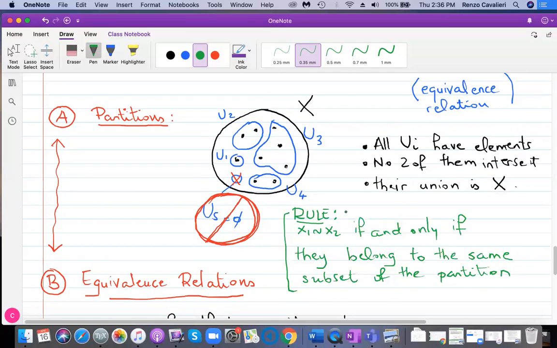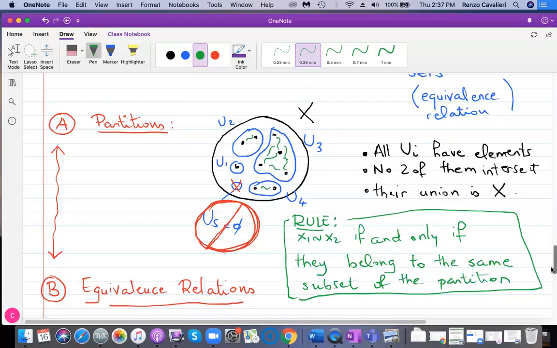Right? So having broken up X into these four subsets, U1, U2, U3, and U4, gives me a rule, a candidate for an equivalence relation. In this rule, for example, this element is equivalent to this one. The element here is only equivalent to itself, right? And this element is equivalent to this one, this is equivalent to this one, this is equivalent to this one, and these two elements in U4 are equivalent.